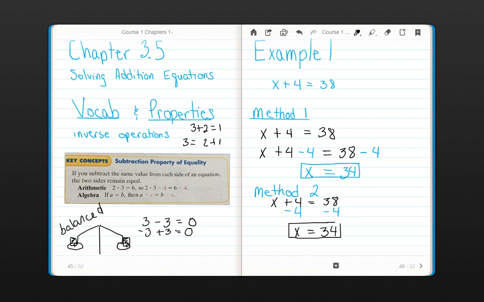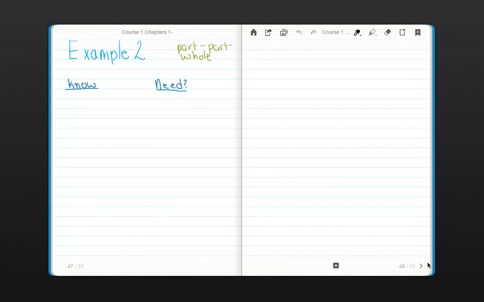Either way you do it is fine with me, but you must show your steps. Okay? If you can do 38 minus 4 mentally, which you should be able to do, that's fine. Do it mentally. You don't need to show your computation, but you need to show your steps that you're subtracting 4 from both sides and then what x actually equals. Okay, so let's take a look at example number 2.